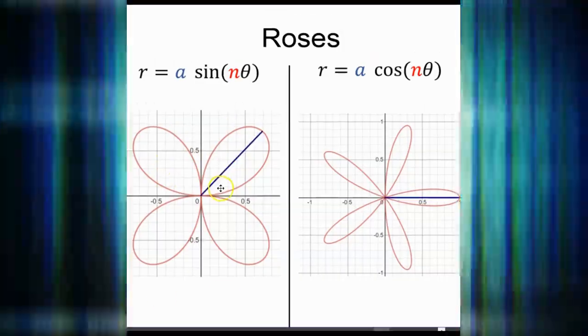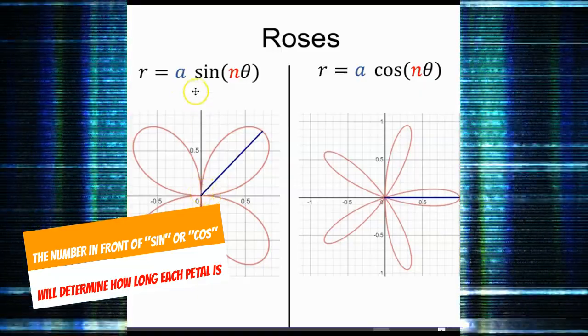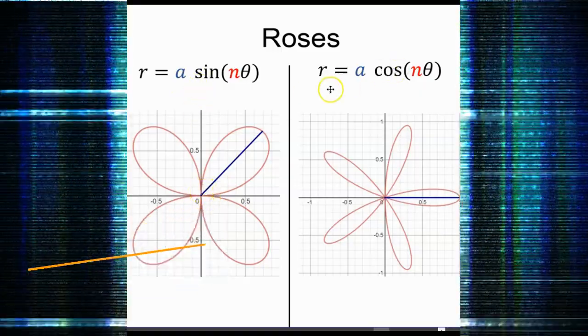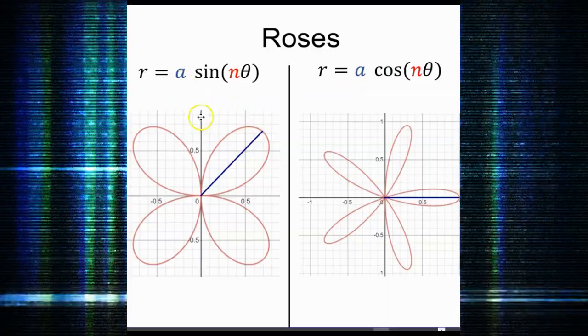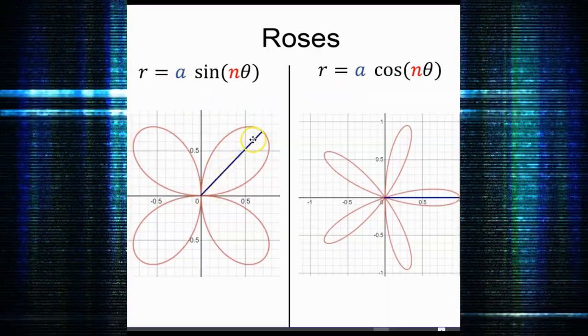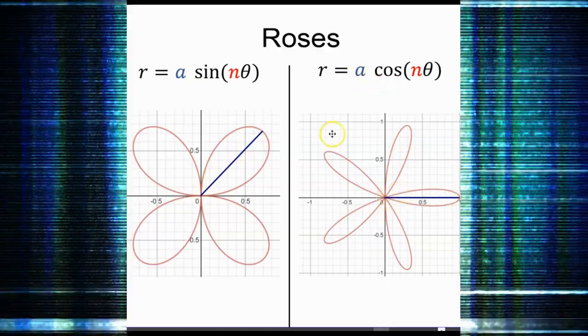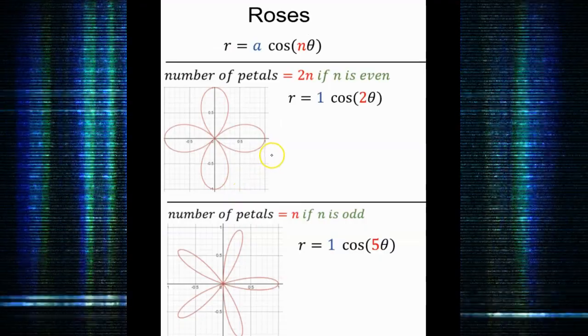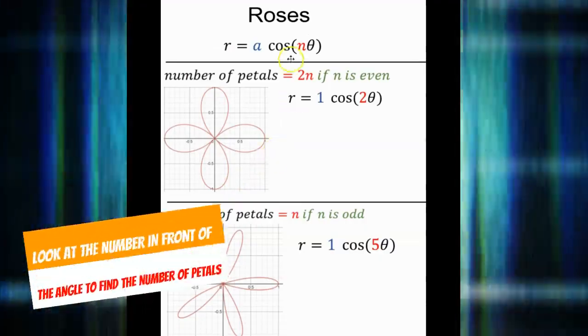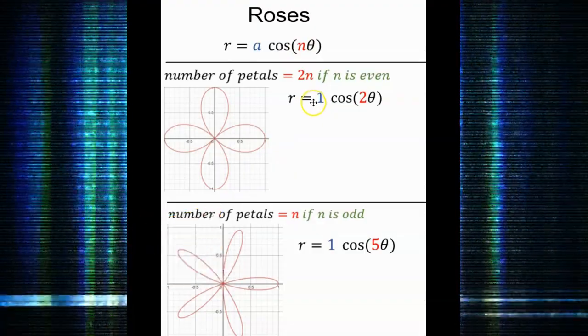Each of the values in our equation means something. So A here, in this case, is going to tell us how long the petal is. Whether we're dealing with the sine version or the cosine version of our rose, A will always tell us exactly how long each petal is going to be. The N is going to tell us how many petals we have.